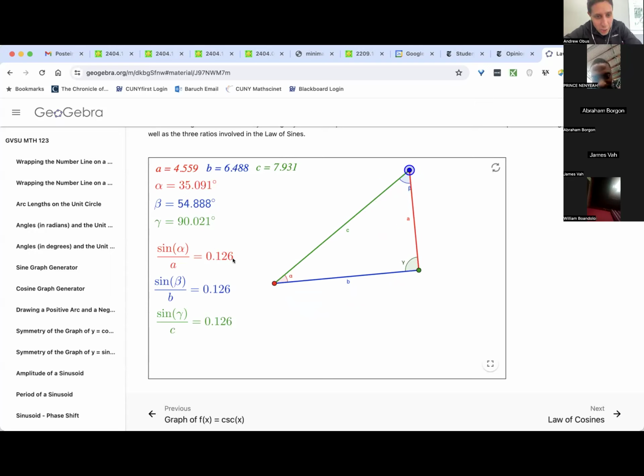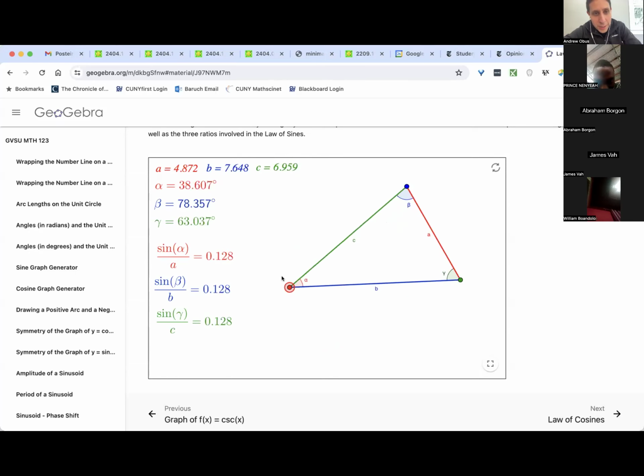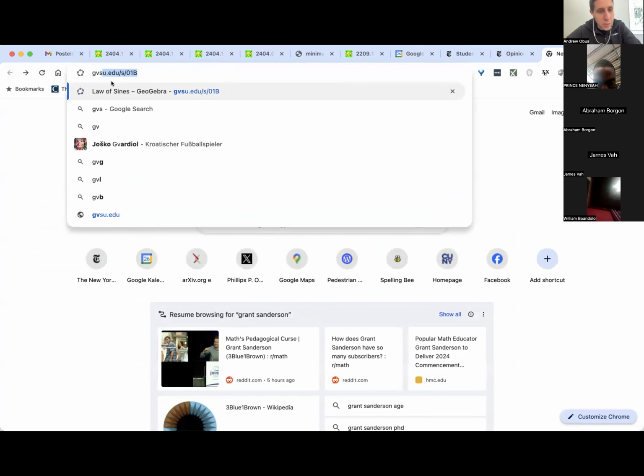The key thing is to watch how these ratios change. Notice that they're always changing in parallel. Whatever I draw over here, these ratios always change at the same time. That's because the law of sines is correct. All these ratios are always going to be the same, no matter what kind of triangle you draw. So you can fool around with this. That's kind of nice.